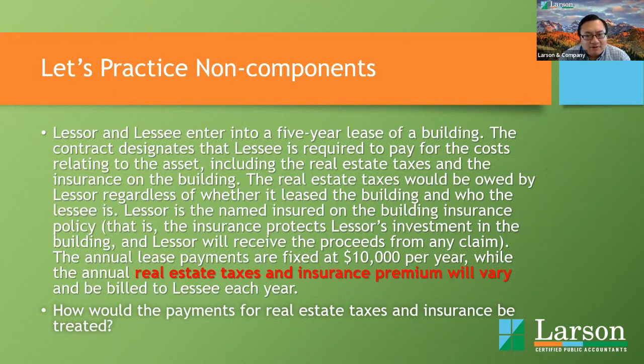Lessor and lessee enter into a 5-year lease of a building. The contract designates that a lessee is required to pay costs for the asset, including real estate taxes and insurance. The real estate taxes would be owed to the lessor regardless of whether it leased a building and who the lessee is. So meaning that it's owed to the lessor, right? But the lessee is basically, through this lease contract agreement, agreeing to pay for it. And the annual lease payments are fixed at $10,000 per year, while the annual real estate taxes and insurance premium will vary and be billed to lessee each year. So how would the payments for real estate taxes be treated? I'm going to give you a little bit of time here to report on the polling question.